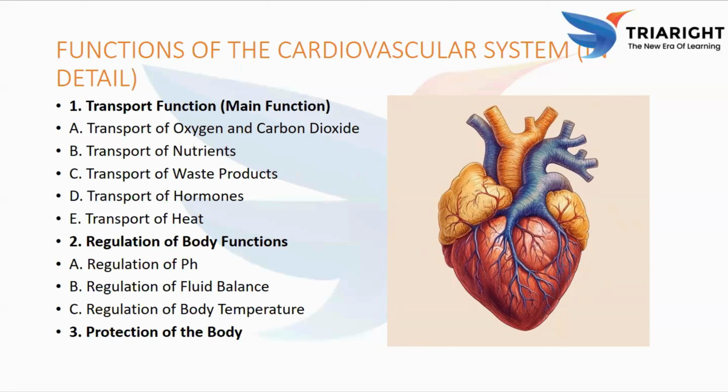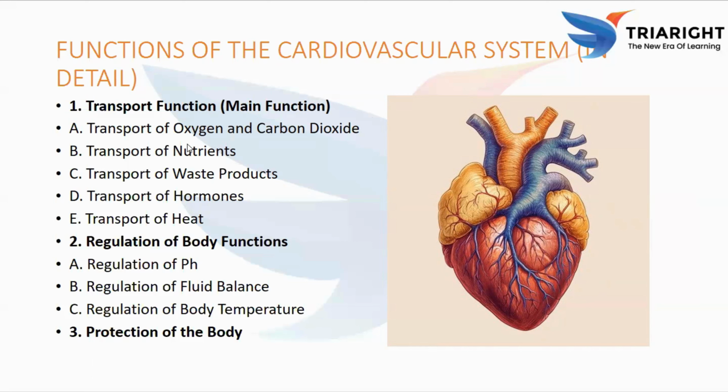The cardiovascular system is a combination of heart, blood, and blood vessels. So this is essential for transporting substances, maintaining homeostasis, and protecting the body. So what is the transport function? It is a main function of the cardiovascular system. A, transport of oxygen and carbon dioxide. Here it delivers oxygen from lungs to tissues and removes the carbon dioxide from tissues to lungs for exhalation.